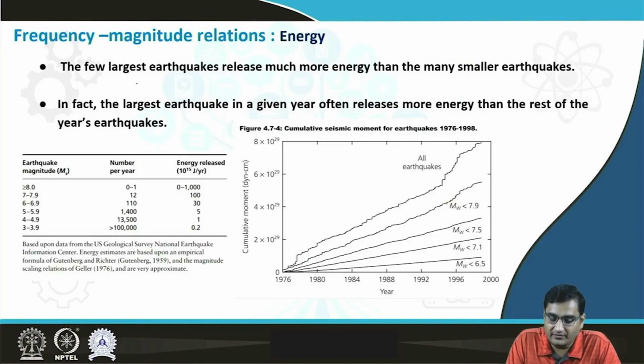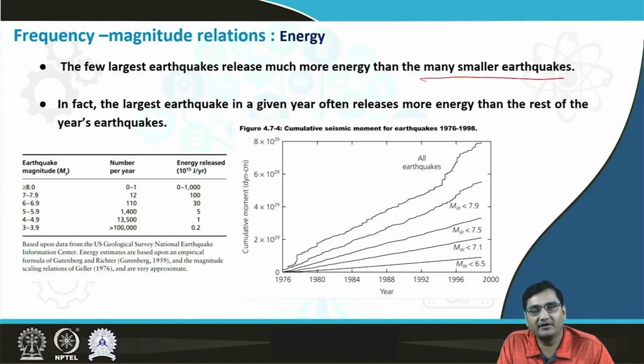The few largest earthquakes release more energy than the many smaller earthquakes. As I stated at the very beginning of this lecture, the energy released by larger earthquakes is much more than that of the many smaller earthquakes. So if you look at this graph, this basically gives the cumulative moment, or the energy, you may say. If you consider earthquakes of magnitude less than 6.5 and their moment released, then it follows this particular pattern.